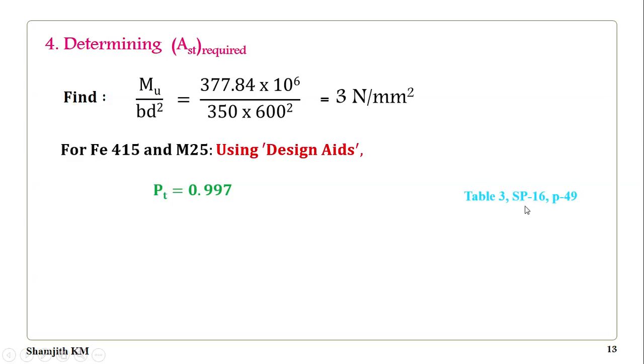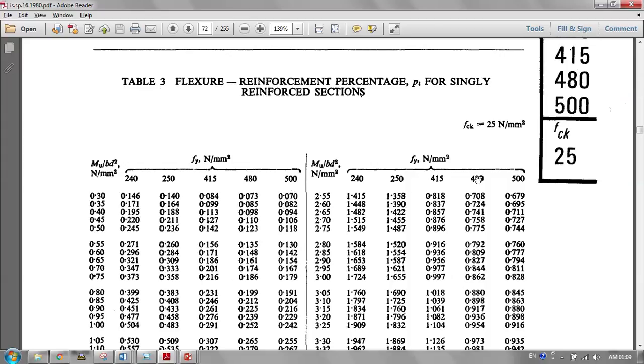Remember that it is in Table 3 of SP16. It will change according to the grade of steel and concrete we are using. All this can be found from here. If the grade changes, the page also changes.